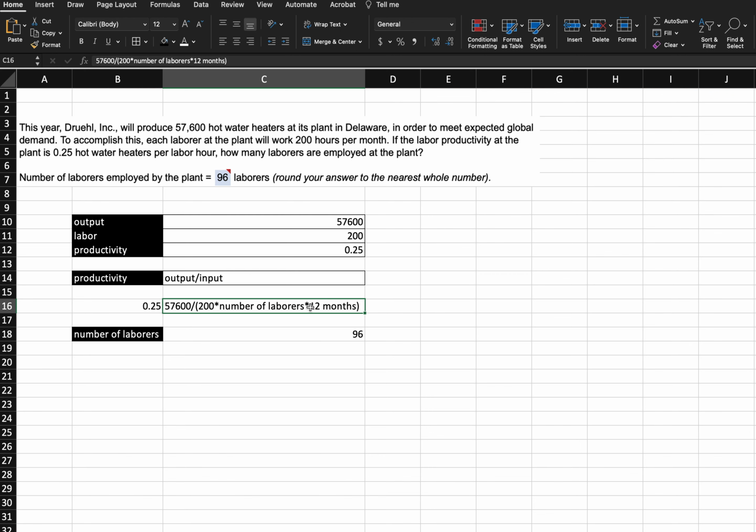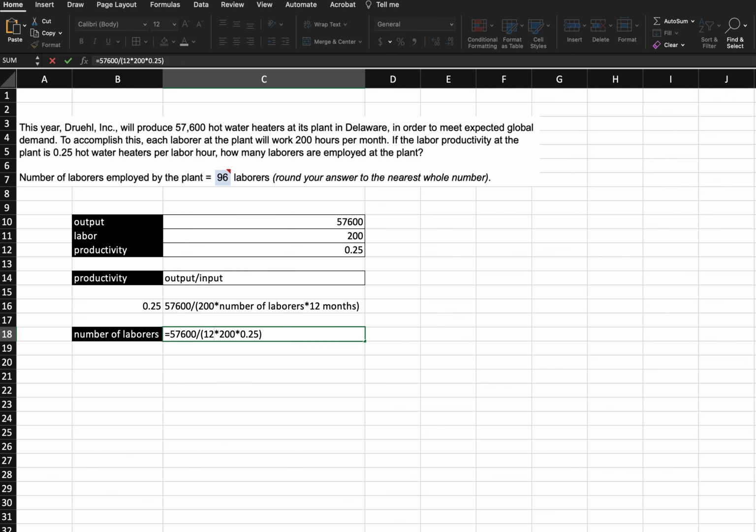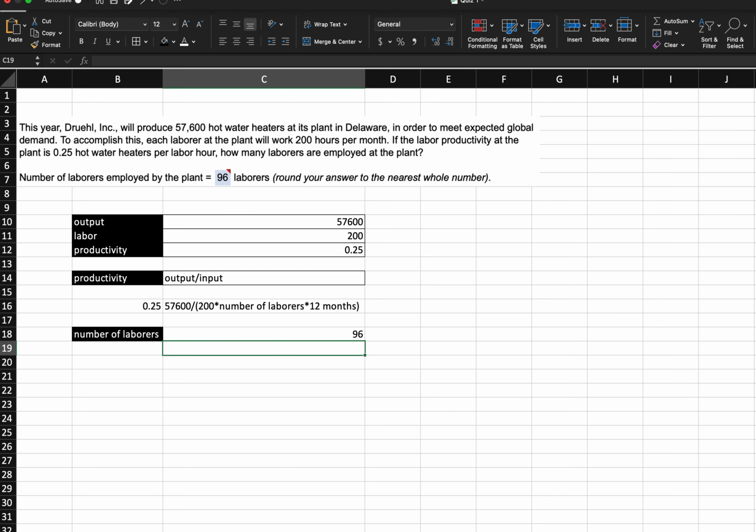And if you switch the number of laborers over here and 0.25 goes down here, then this is going to be the right function. So the output 57,600 divided by 12 months times 200 labor hours multiplied by 0.25 productivity, then it will produce 96, which is the answer. Okay, thank you.